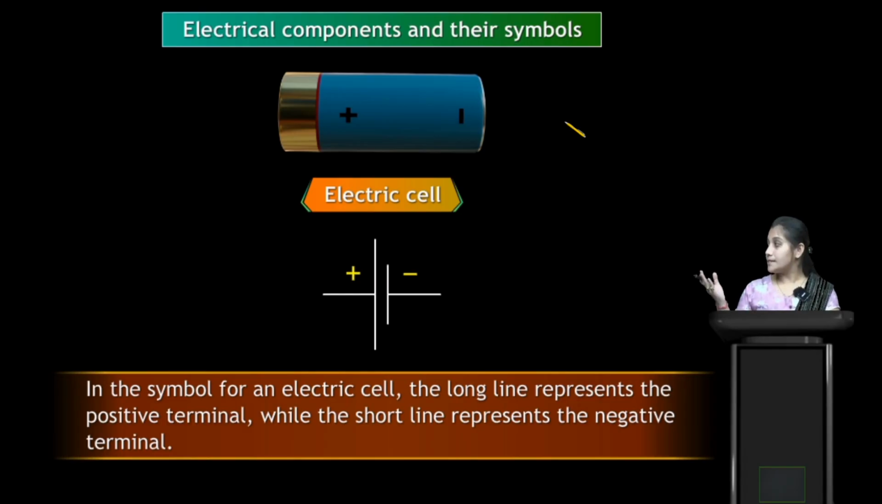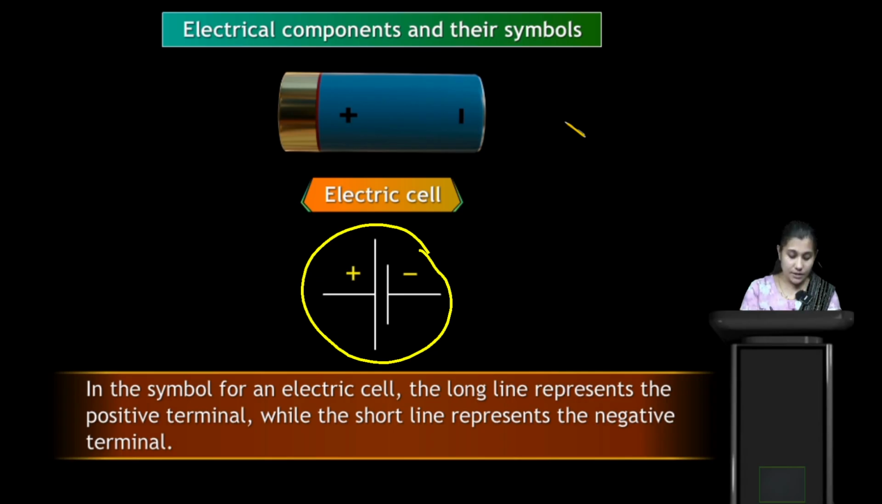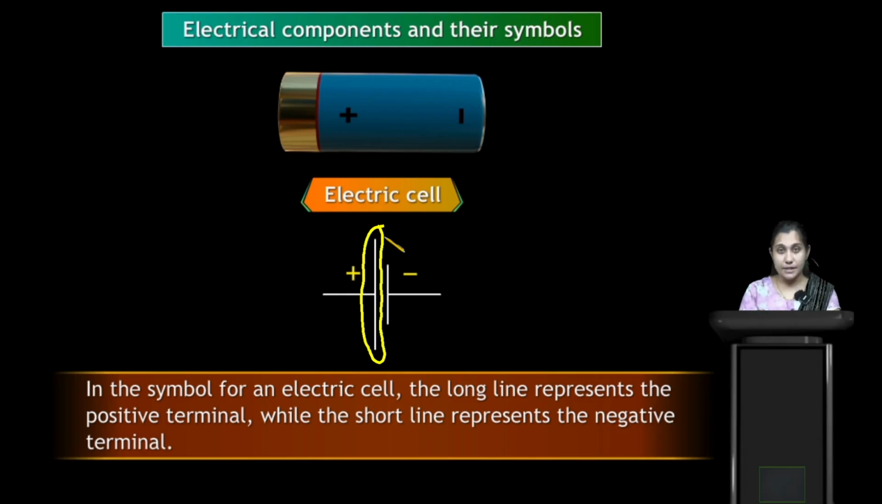Then in the symbol for an electric cell, the long line represents the positive terminal while the short line represents the negative terminal. Now this is the symbol of an electric cell. Here this is a long line. So this long line represents the positive terminal. And this short line represents the negative terminal.